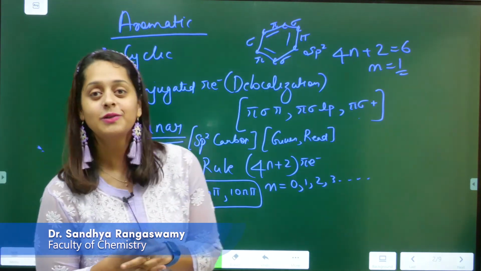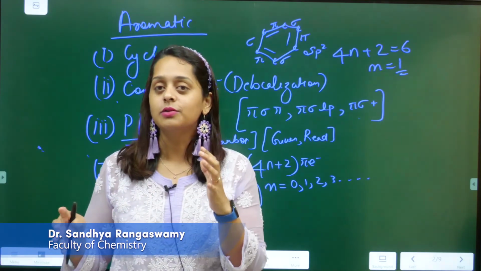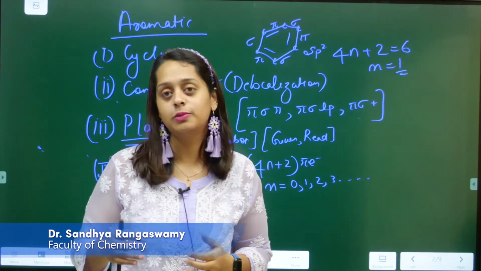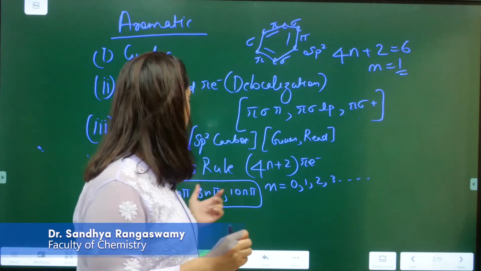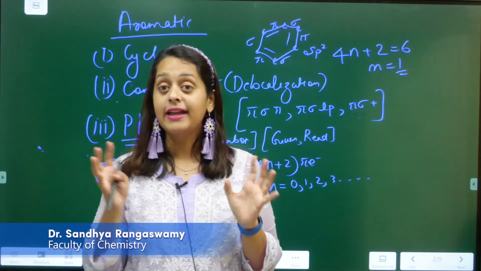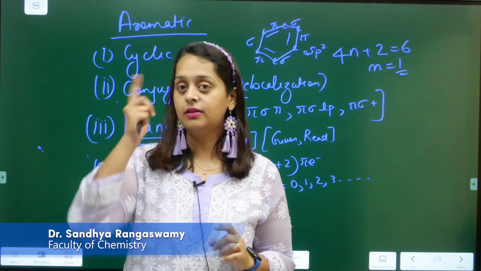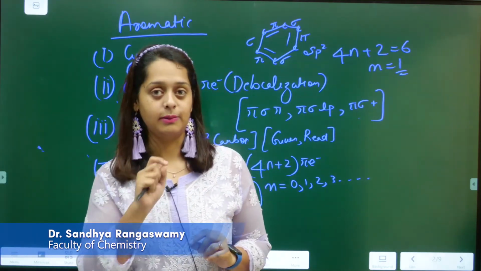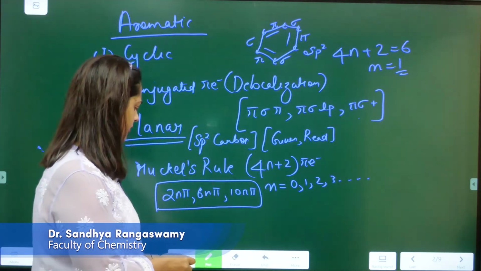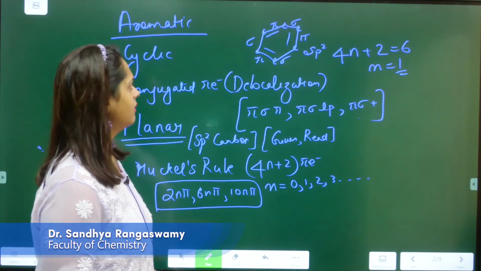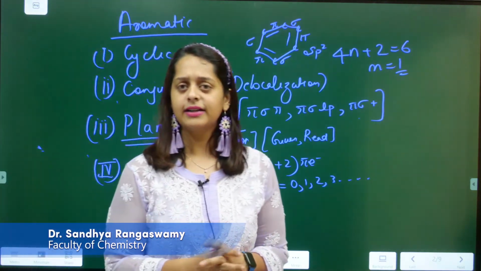Apart from that, the fourth rule, Huckel's rule. What is Huckel's rule? That is 4n plus 2. The n value should be an integer, and the 4n plus 2 pi electrons are counted. In this, lone pairs are also counted. Mind this, right? So if I talk about all these scenarios, I think I am very well versed with aromaticity.